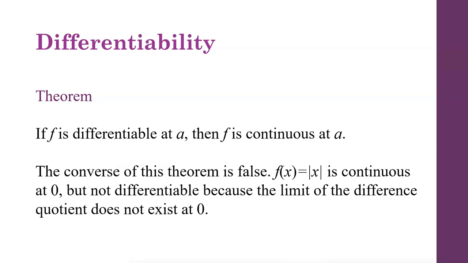It's a V shape. But if I look at the limit from the left at 0, the slope would be -1. It's a line coming down. On the other side, the slope is +1. So the limit as h goes to 0 of f of x plus h minus f of x over h would not exist. Therefore, the derivative doesn't exist, even though our function itself is continuous.